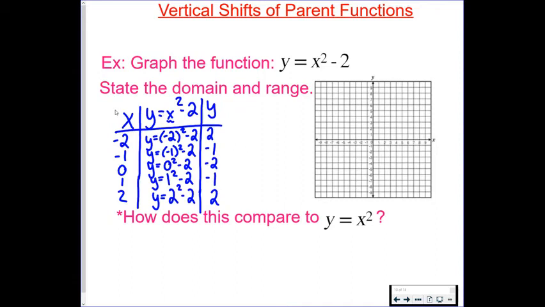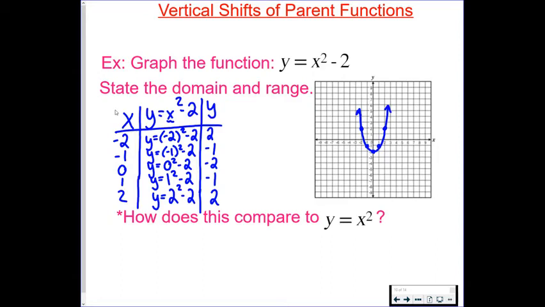So there's my table. Let's go plot them. Negative 2, 2. Negative 1, negative 1. 0, negative 2. 1, negative 1. And 2, positive 2. And that is what my graph looks like.